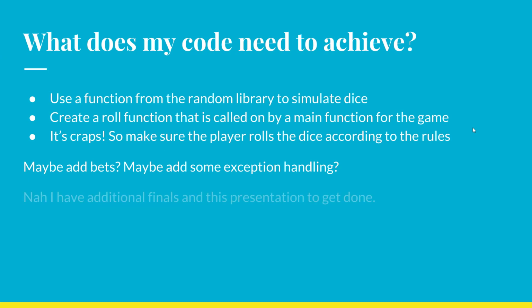So we need to achieve a couple things. We need to use a function from the random library to simulate a die. Create a roll function that is called on by a main function for the game. It's craps, so make sure the player rolls the dice. We're asked to add bets or maybe some exception handling to make it more fun, but I've got other finals.